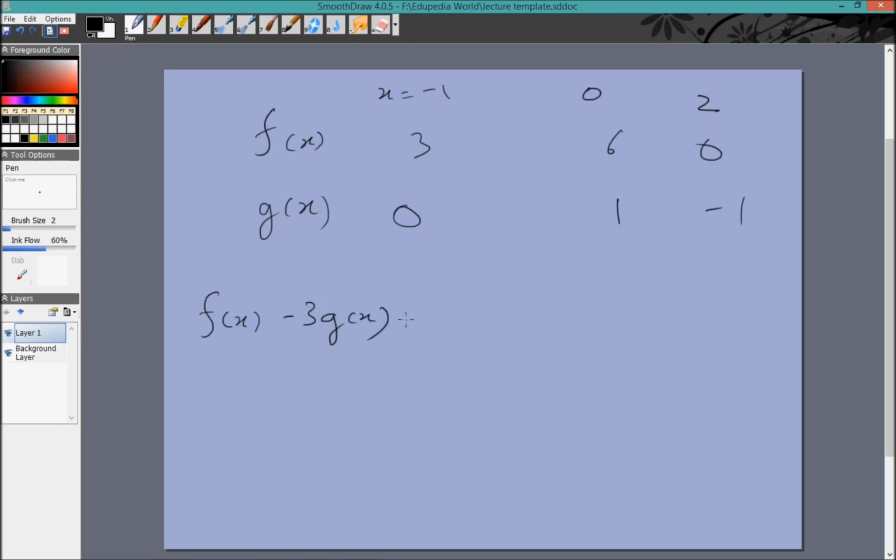The first thing, let's call this h(x). The first thing we can see is that it is 3 at all these 3 values. 3 minus 0 is 3, 6 minus 3 times 1 is 3, and 0 minus 3 times minus 1 is also 3, right? So h(x) is equal to 3 at these values. Let's draw the figure. This is x equal to minus 1, this is x equal to 2. So these 3 points are points through which the function passes, right?